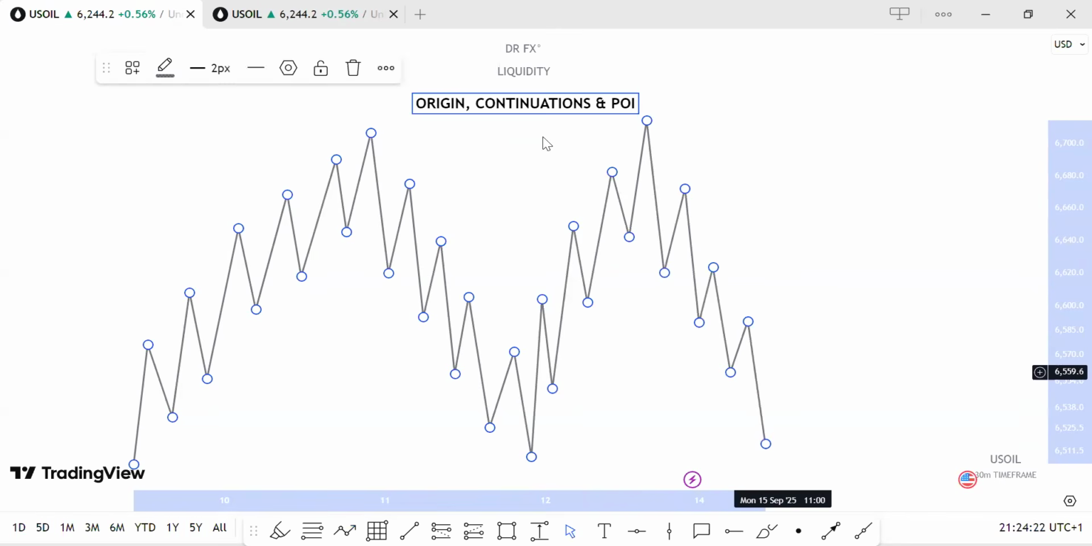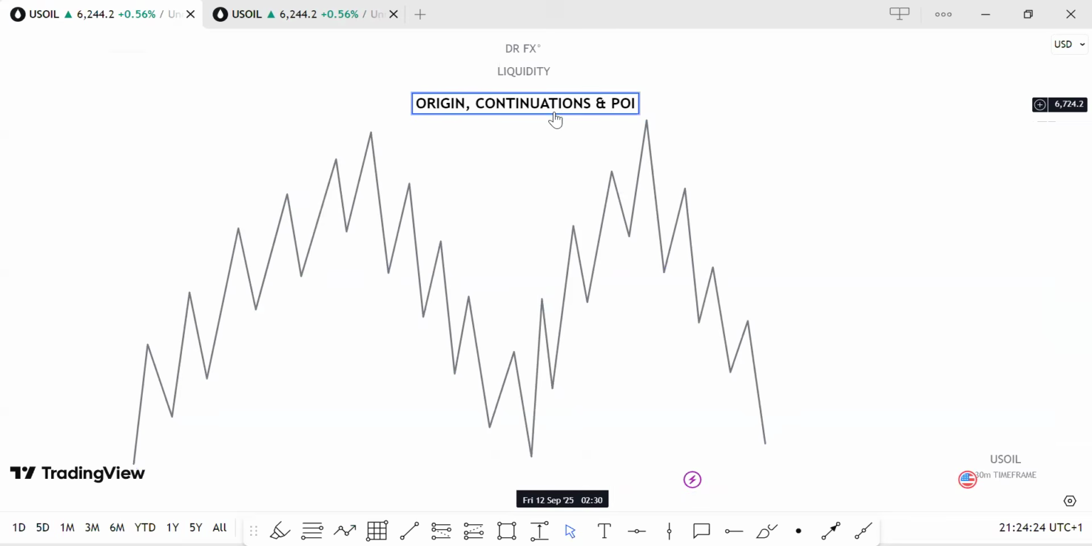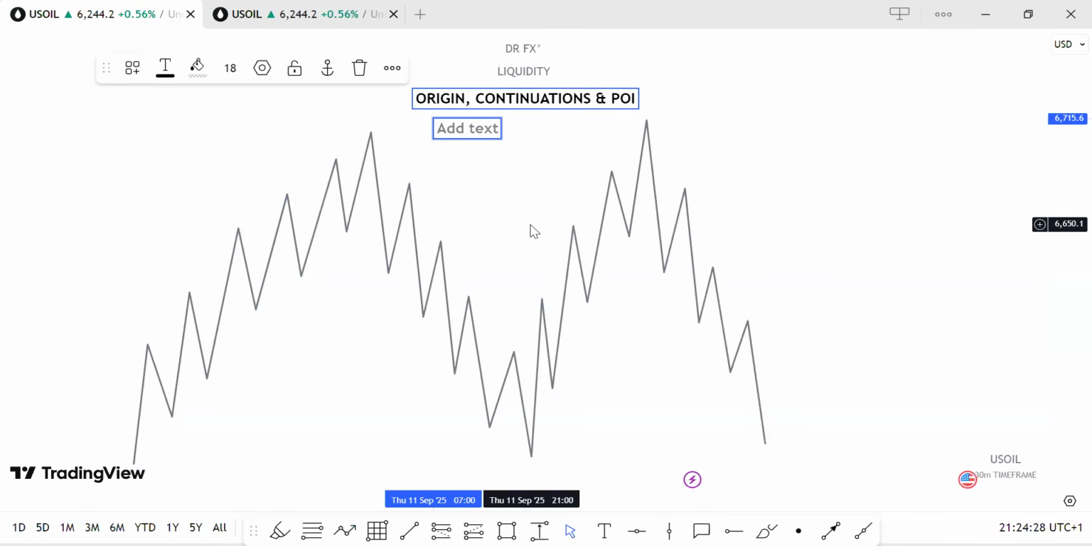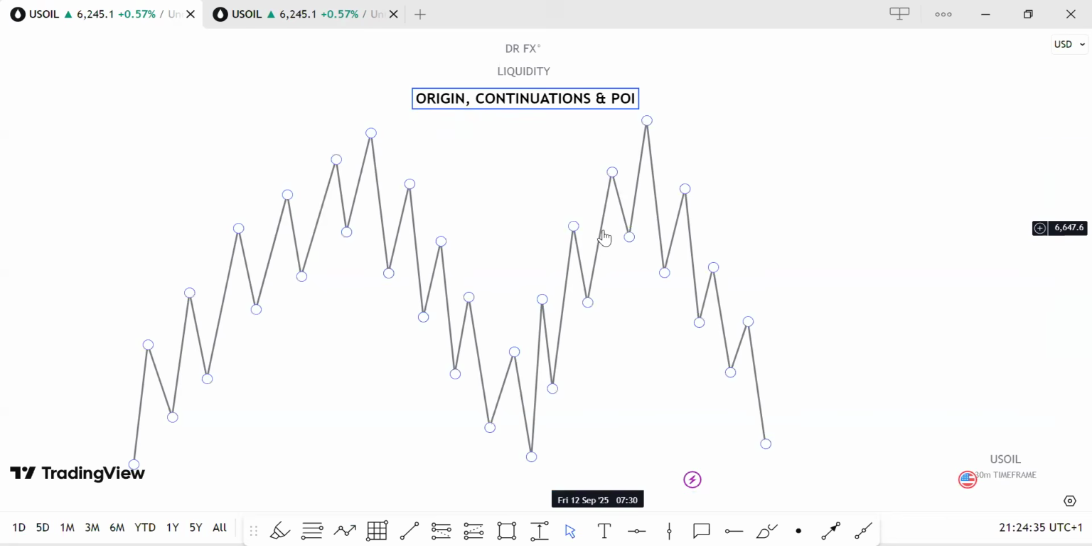Now, why I say today's topic is the most important is that it covers origin, continuations and POI, and I'll add A plus and B plus setups. This is where I'll talk about A plus and B plus setups. Then tomorrow we quickly go into KLR.